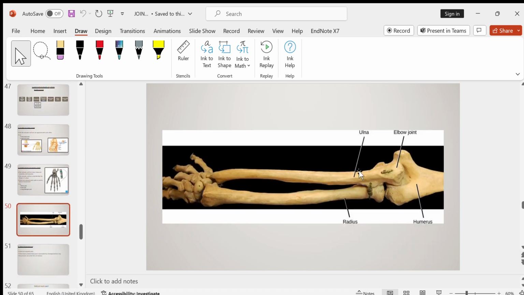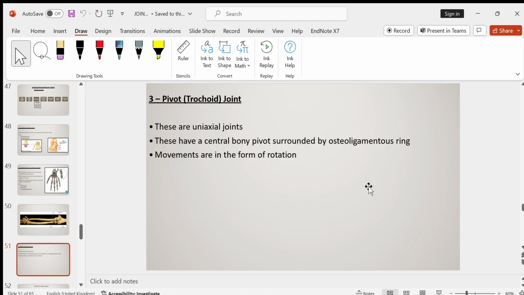This is an elbow joint and the movement is in one plane. Only flexion and extension is happening around the transverse axis, making it a hinge joint. Next is the pivot joint.